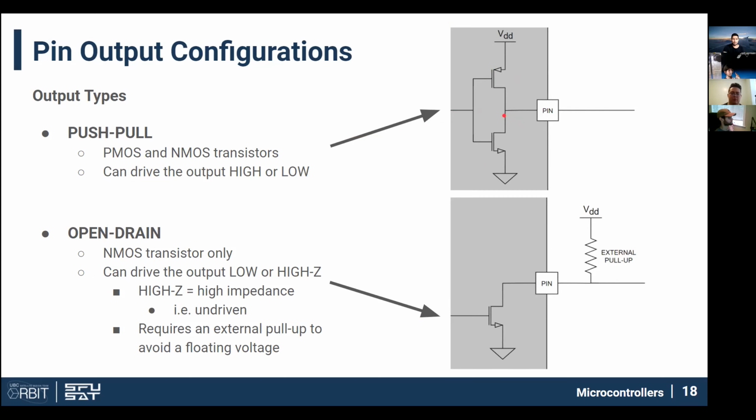This push-pull configuration, because it's got a transistor up here and a transistor down here, can either drive the signal high, connecting it to VDD, or pull the signal low, connecting it to ground. So that's pushing or pulling.